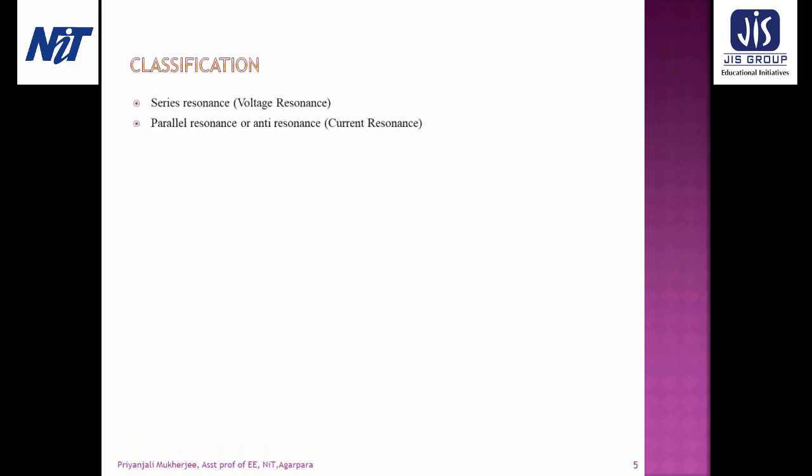Now, the electrical resonance can be classified into two categories. One is series resonance, which is also known as the voltage resonance, and another one is the parallel resonance or the anti-resonance, and it is also known as the current resonance. And in this video, we will consider the series resonance only.